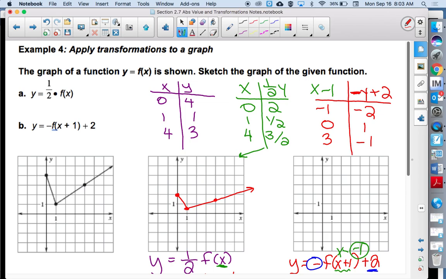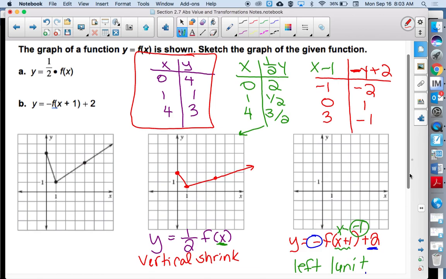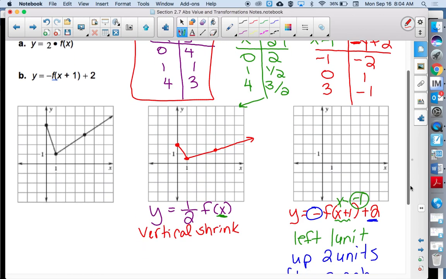So I took the current y value, this was our original set of points right here, made it negative first and then added 2. So now if you go to plot these new points, I have 3 points to graph. Connect them in the same way. So my graph flipped upside down.